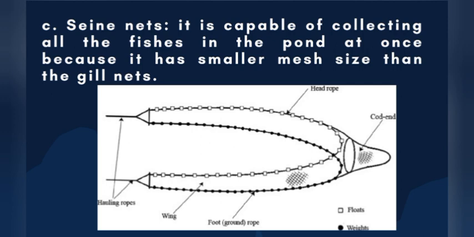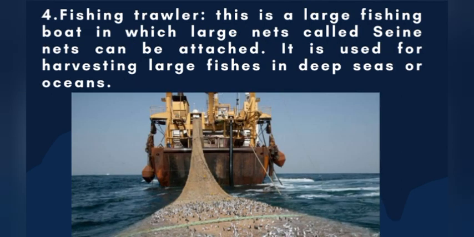Now the fishing trawler. This is a large fishing boat to which a large net called a seine net can be attached. It is used for harvesting large fishes in deep areas or the ocean. So in this fishing trawler, the seine net is attached to the machine. It is used in large water bodies like streams, ocean, river, lake, lagoon. It is used for harvesting large quantities of fish.